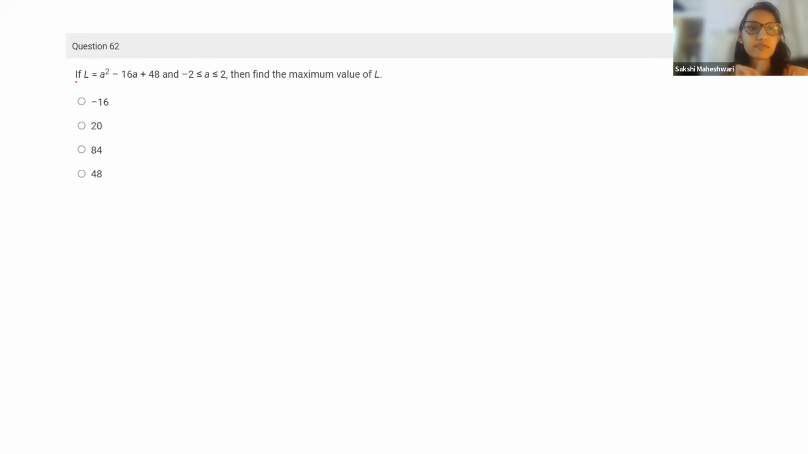So now let's move to this question. This seems to be like you need to find the maximum value of a quadratic. This seems an easy question. You should do it in the first round only. Or maybe second round if you think that it's taking time.